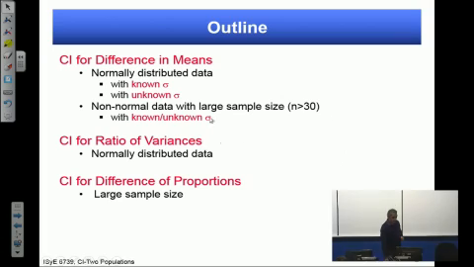So here are the scenarios we are going to discuss. One is the difference of two population means. We want to find a confidence interval for that under two conditions. One is we know the values of sigma for both populations. The other is the values of sigma are not known. And we can also talk about non-normal data when we have a large sample. Then we talk about the ratio of variances. Okay? And the last one is the difference of proportions.